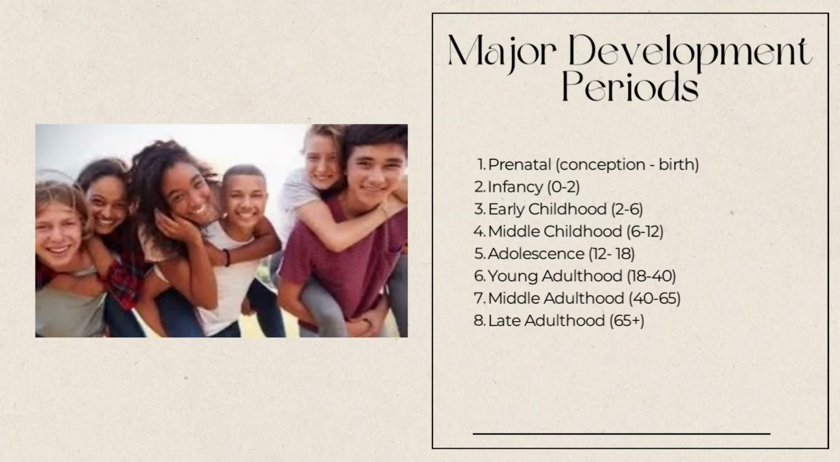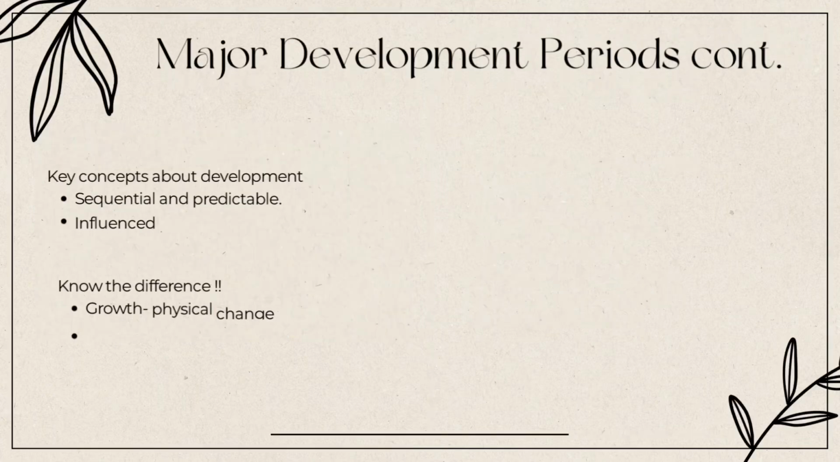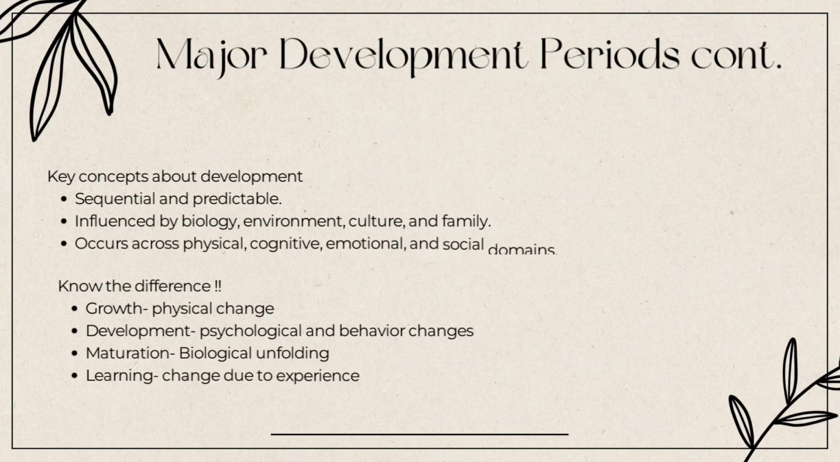Major development periods include prenatal, infancy, early childhood, middle childhood, adolescence, young adulthood, middle adulthood, and late adulthood. Key concepts about development: it is sequential and predictable, influenced by biology, environment, culture, and family, and occurs across physical, cognitive, emotional, and social domains. Know the difference between growth, development, maturation, and learning as well.